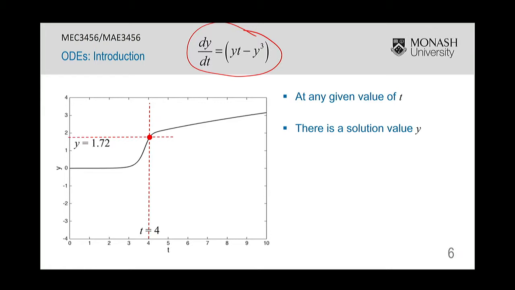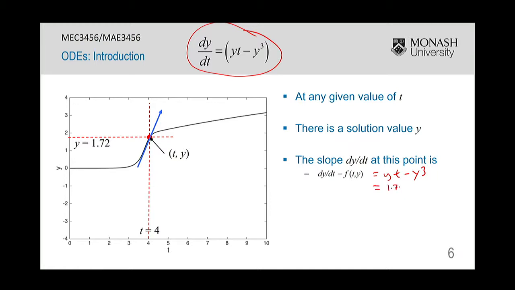In this case, the value of y is approximately 1.72. At the point (t, y), in other words, at the point t is equal to 4, y is equal to 1.72, the slope of our solution is given by dy/dt is equal to some function of t and y. And we've already specified the function here as being equal to yt minus y cubed. So the slope in this case is equal to 1.72 times the time, which is 4, minus 1.72 cubed. I won't do that calculation. You can do that if you wish. So that's what this ODE is representing.